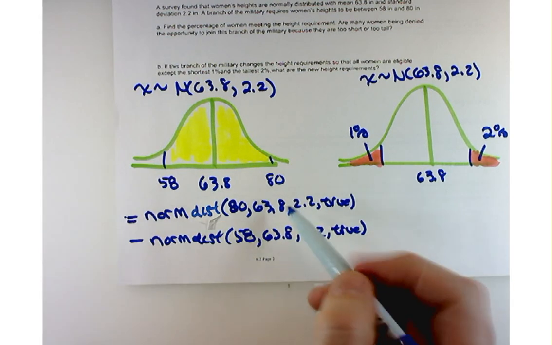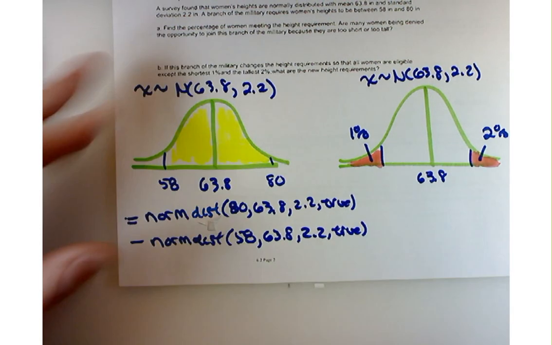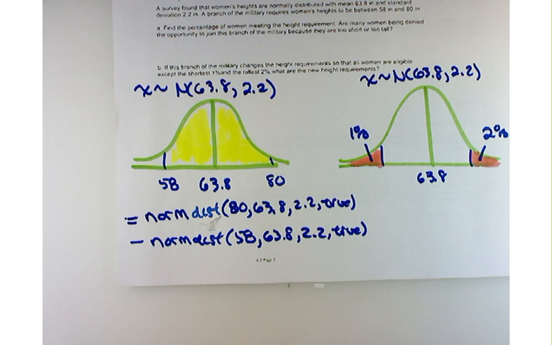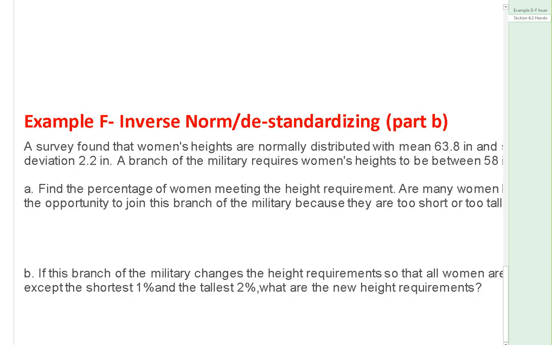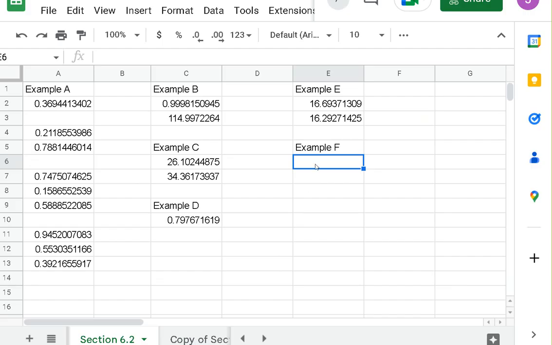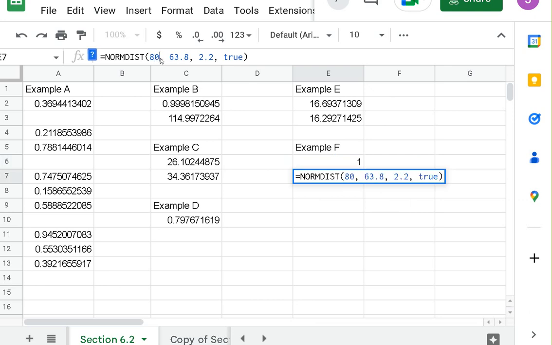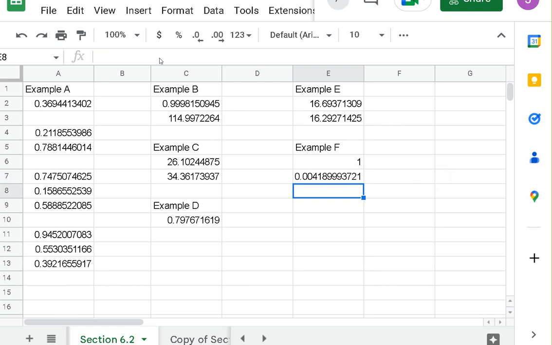Now here's the thing. The area to the left of 80 is so far out there in terms of a height for females that it's just going to be everybody. Everybody's going to have a height less than 80 inches. So when I do equals norm dist 80, comma 63.8, comma 2.2, comma true, it's going to give me essentially a 1, because it doesn't even round to anything less than 1. So it's virtually everybody. Now I'm just going to copy this down here and edit this command to save myself a little time. This time we're going to type in 58, and then I want the difference of those, which is going to be pretty much everybody.